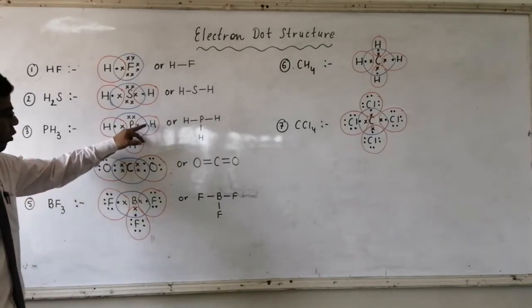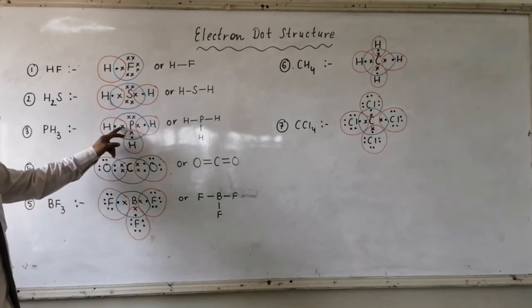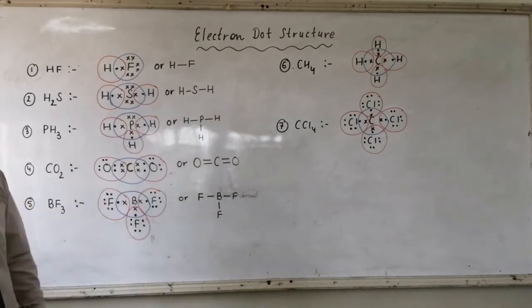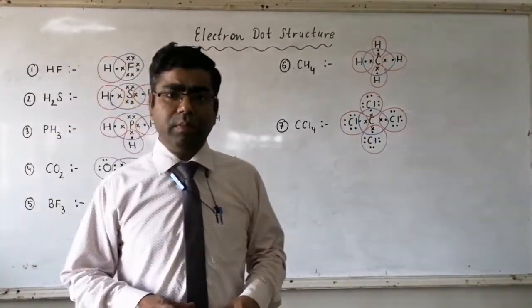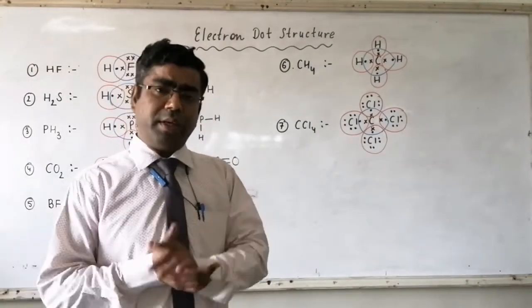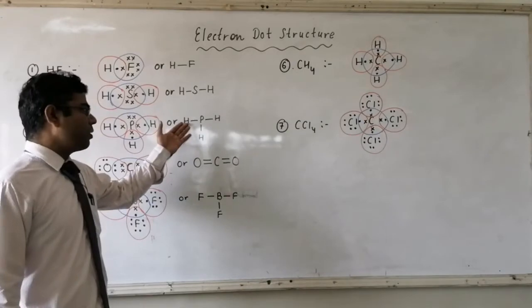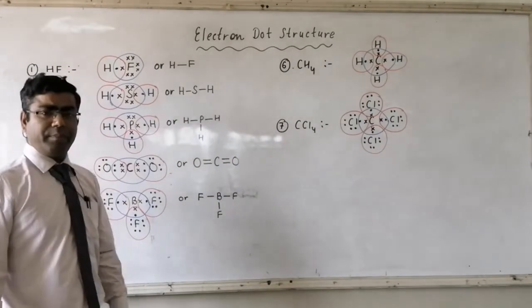And here is the octet completion for phosphorus. You can count it also: 1, 2, 3, 4, 5, 6, 7, 8. As one electron from each atom is contributed for sharing, there will be formation of a single bond between hydrogen and phosphorus, between H and P.